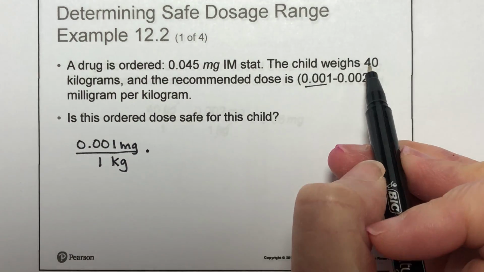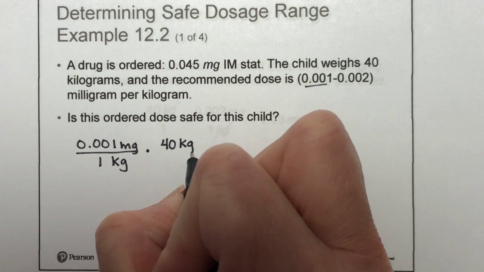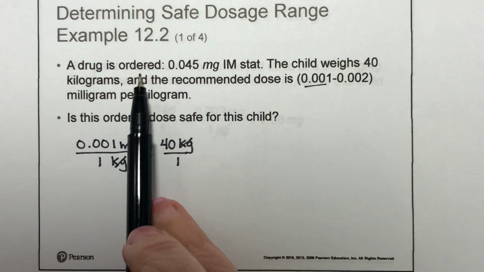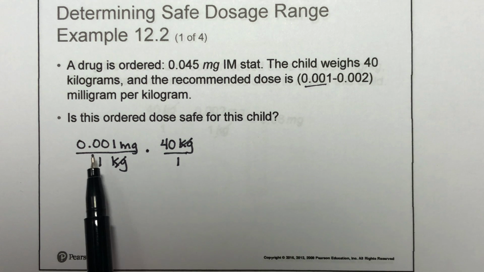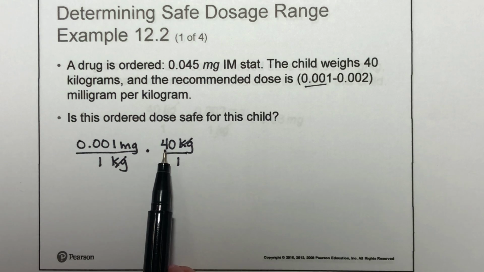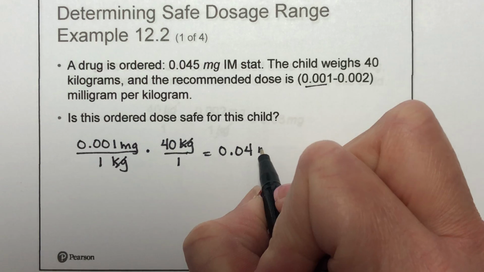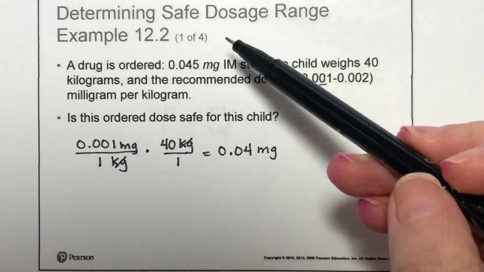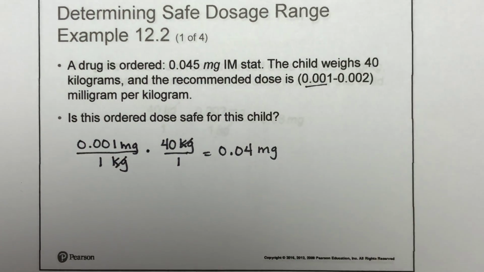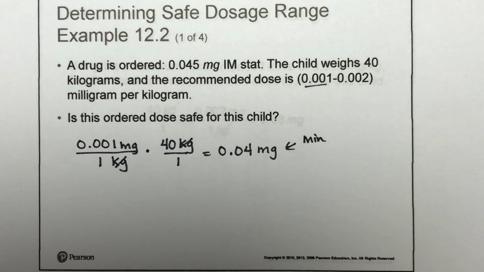Our child is 40 kilograms. I'm going to put the 40 in the top here so that the kilograms cancel out, and that's over 1. This is in milligrams, so I want to find out the recommended minimum dose in milligrams. So you do 0.001 times 40, and you get 0.04, and our units are milligrams. Now, what we've been prescribed needs to be larger than this, and 0.045 is larger than this. Okay, so this is the minimum dose for a child that weighs 40 kilograms.